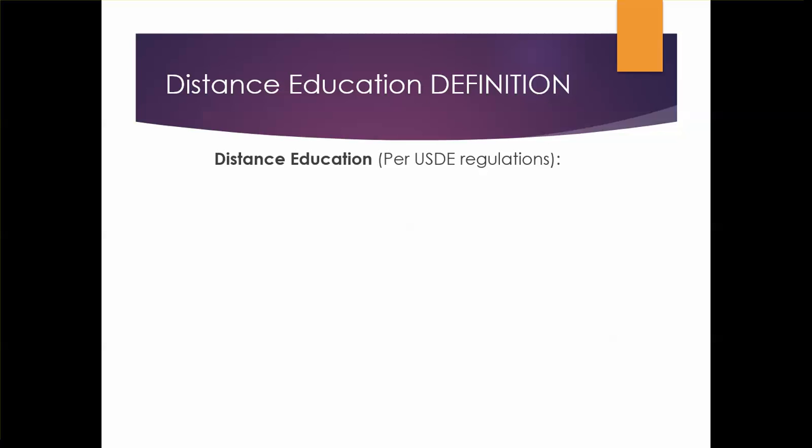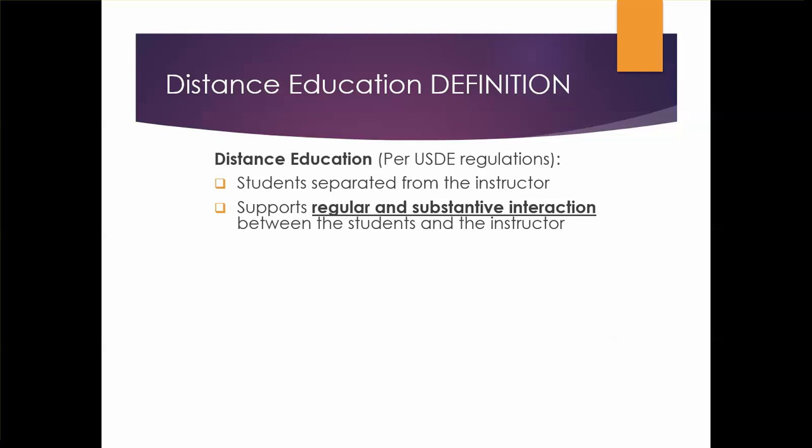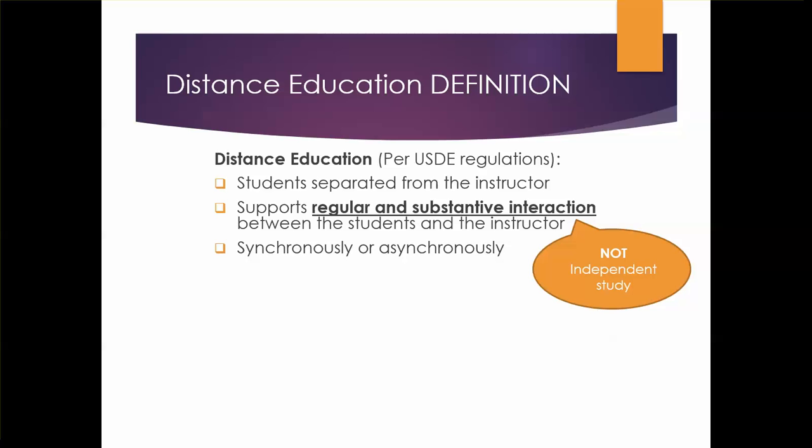So let's look again at the distance education definition, and this is per the Department of Ed guidelines. Distance education is where students are separated from the instructor, and it supports regular and substantive interaction between the students and the instructor. This is not independent study. So there is still regular and substantive interaction between the students and the instructor. Distance education can happen synchronously, meaning at the same time, or asynchronously, where an instructor may post information and then the students get it. This course that you're taking right now is an example of asynchronous distance ed.